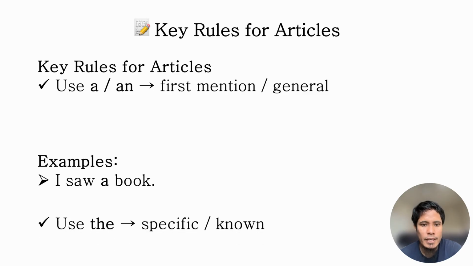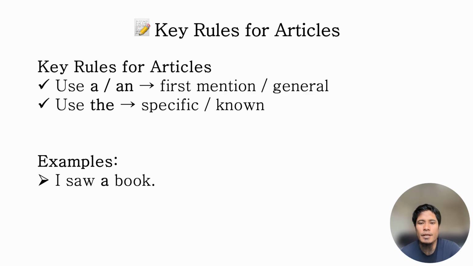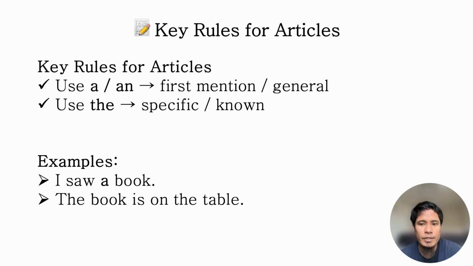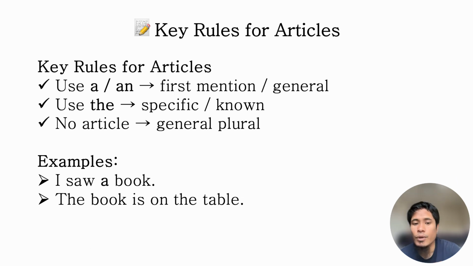And second, we use the article the when we are referring to something specific, something that is already known to the listener or has been mentioned before. For example, the book is on the table refers to a particular book. And third, we use no article when we are talking about things in general using plural nouns. For example, books are important means books in general, not specific ones.